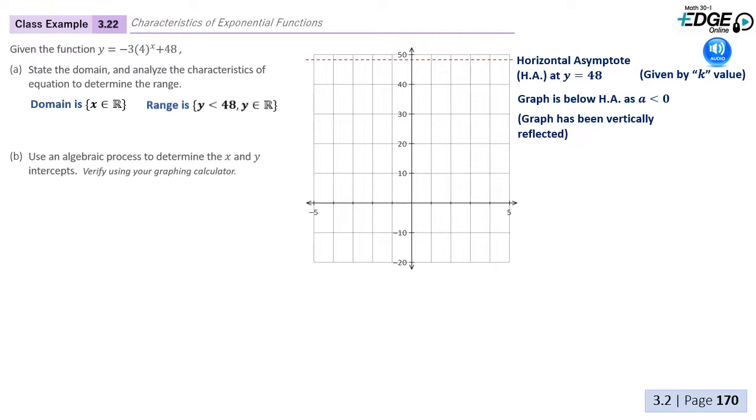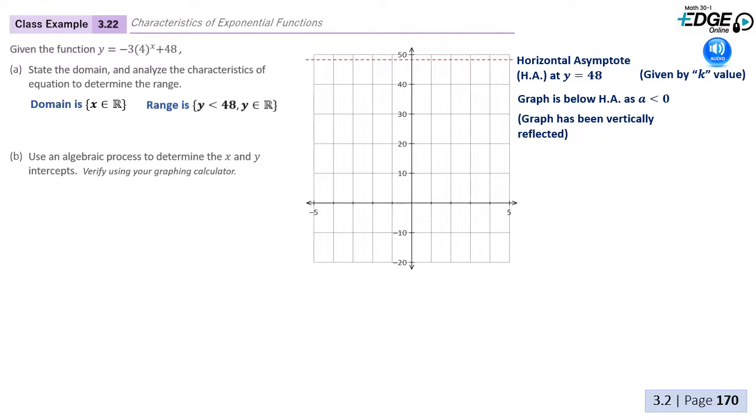First, the domain is x belongs to the real numbers. This is because there's no x value that is not permissible as an exponent on the 4. Recall in this course we have only 3 types of restrictions. We can't divide by 0, we can't take the square root of a negative number, and we can't take the logarithm of 0 or a negative number. There's no possibility of that here, so the domain must be all real numbers.